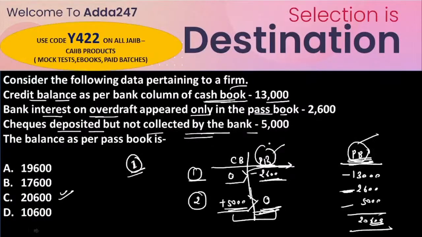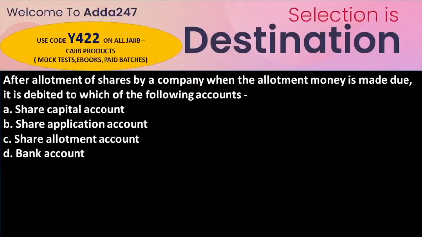Okay, so now just attend another question. After allotment of the shares by a company, when the allotment money is made due, it is debited to which of the following accounts?